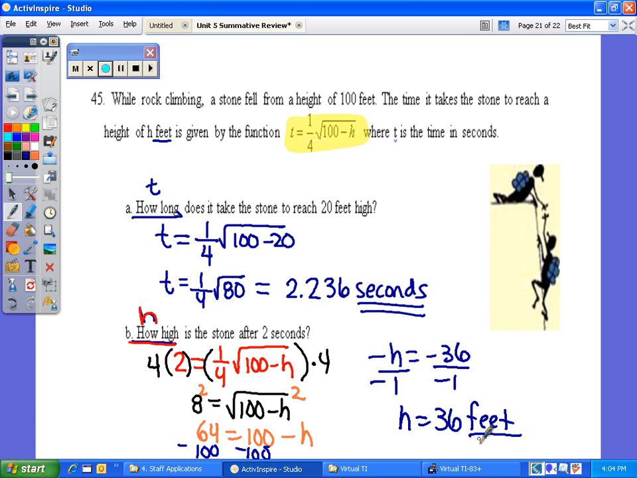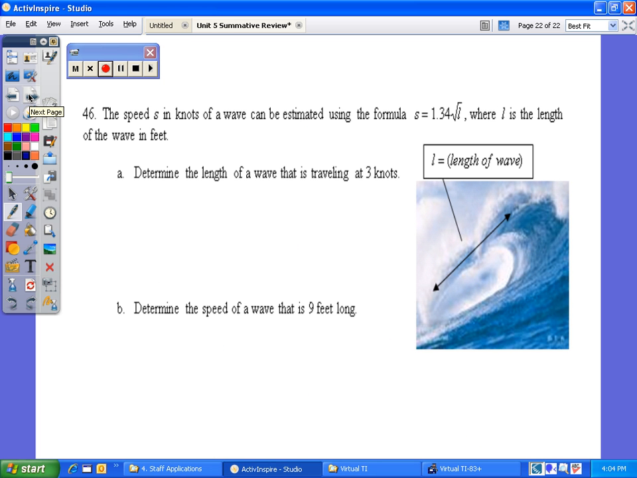Alright, last question of the day. Here we go. The speed can be found by s equals 1.34 times the square root of L. So that means that S is in knots, that's the unit, and L is the length in feet. So always write down the formula. And that's a script L. I know you guys aren't taught cursive anymore, but that's a script L. So they said, determine the length of a wave that is traveling at 3 knots.